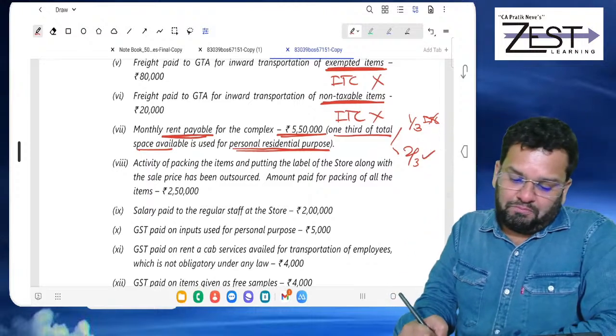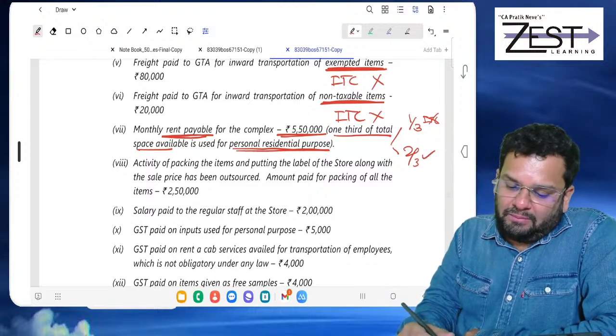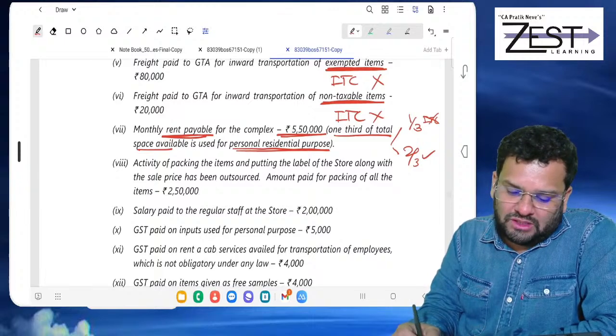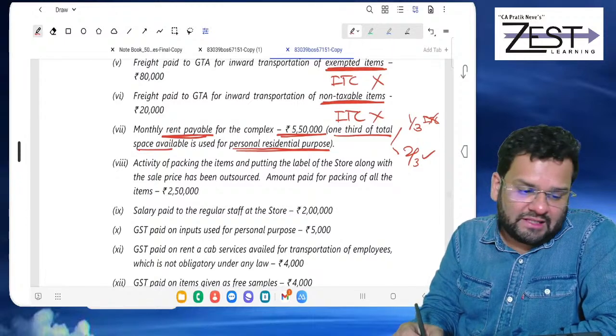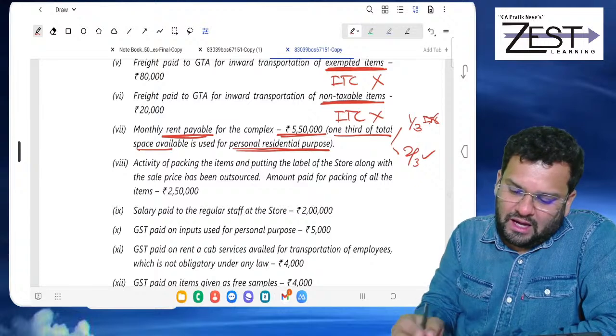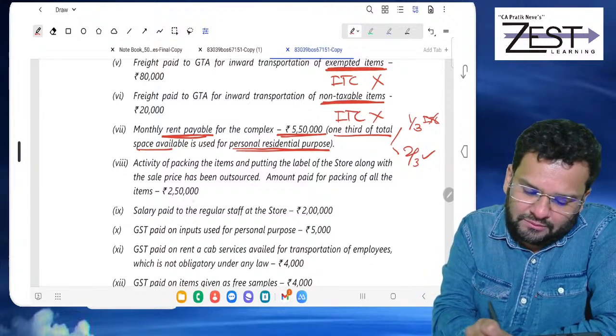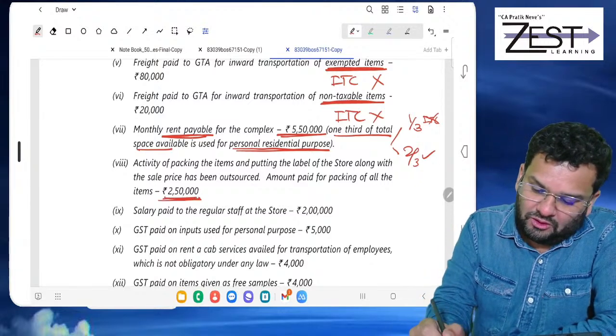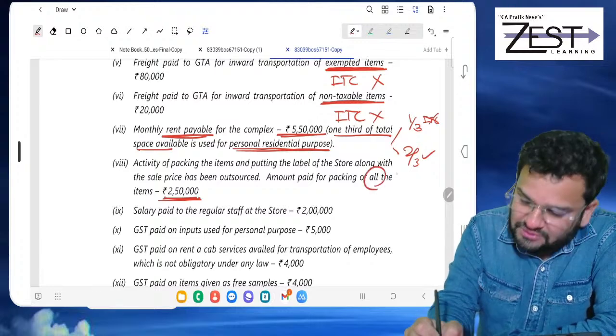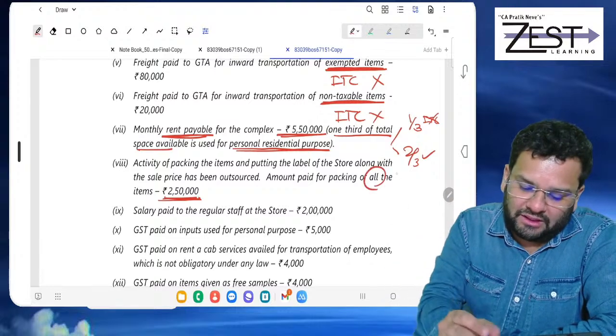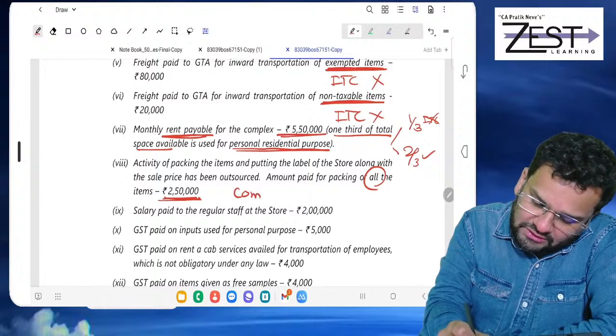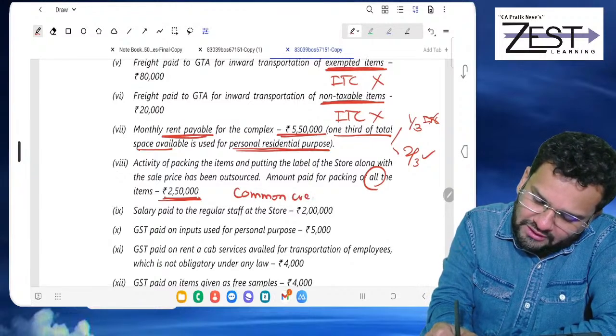Activity of packing the items and putting the label of the store along with sale price has been outsourced. Amount paid for packing of all items is 250. Okay, so of all items means taxable, exempted. So don't you think this is a common credit?